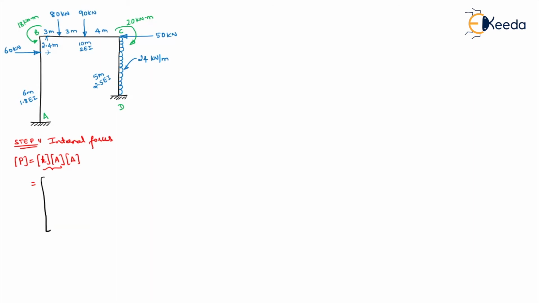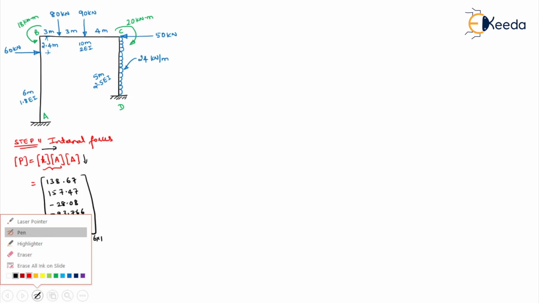So what will be the answer? You will be getting 138.67. Basically K into A is known. Multiply that with your delta. So this row into this column. If you do, you will get your values. These values: 157.47, then minus 28.08, then minus 93.766, then minus 16.012, the last one is 116.863. Okay, so this is your internal forces. It's a 6 into 1 matrix. Next, what will be the next step?